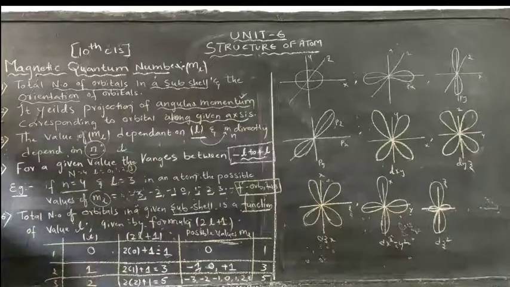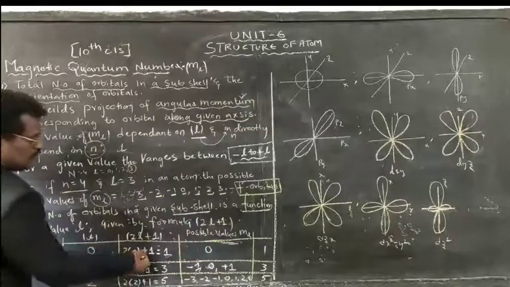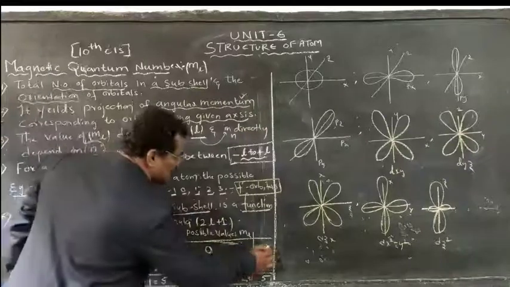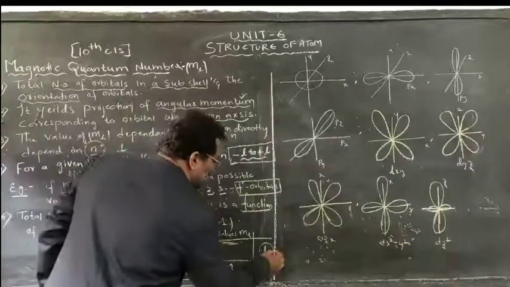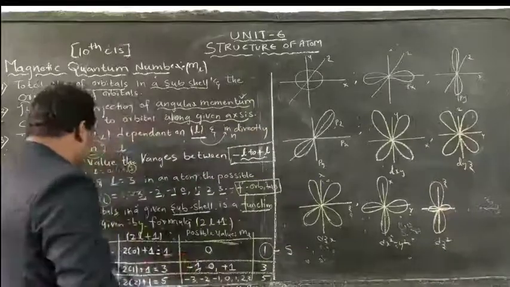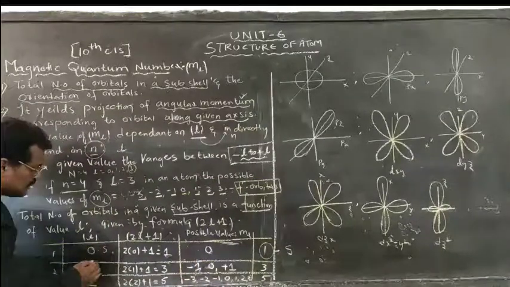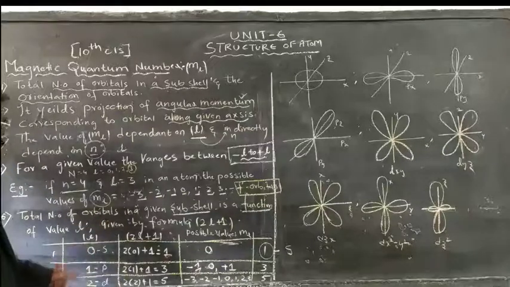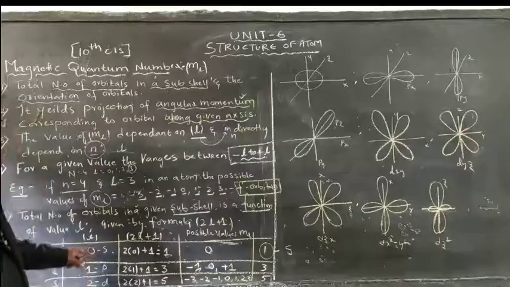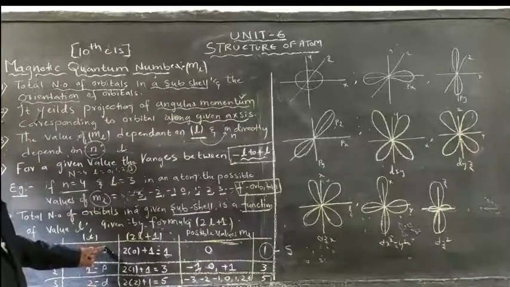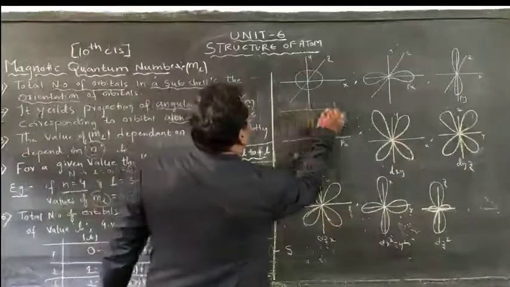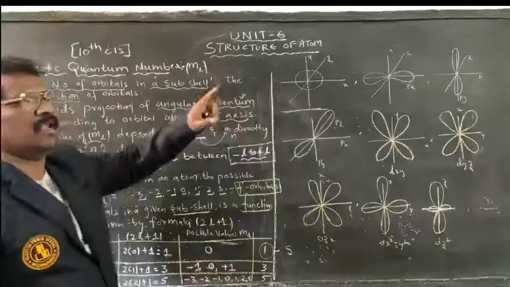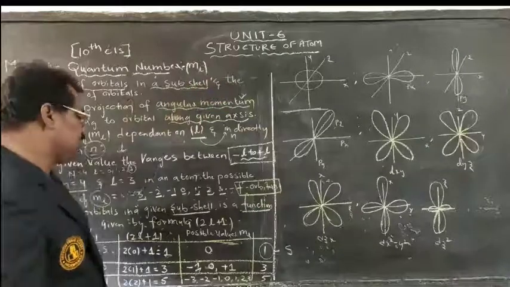Coming to the first case, l is equal to 0: 2 into 0 is 0, plus 1, that is equal to 1. It has only one possible orientation. That one orientation will be of which orbital? l is equal to 0 means S orbital. l is equal to 1 means P orbital. l is equal to 2 means D orbital. l is equal to 3 means F orbital. That describes the shape of the orbital and the energy. The S orbital has one orientation; it can orient around its own axis in all directions within the 3-dimensional figure.